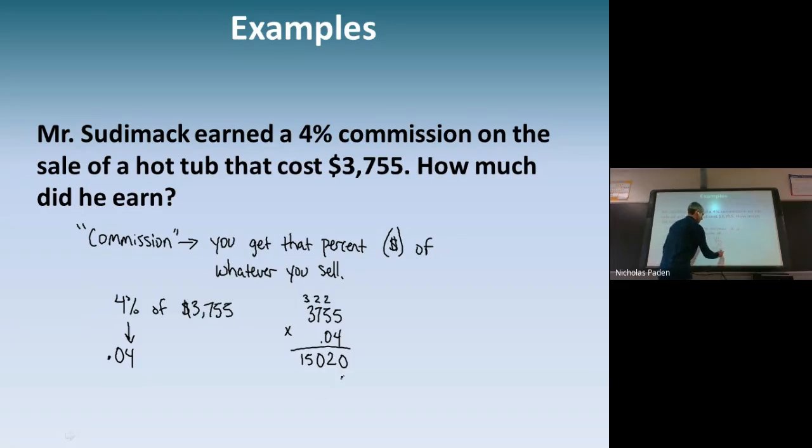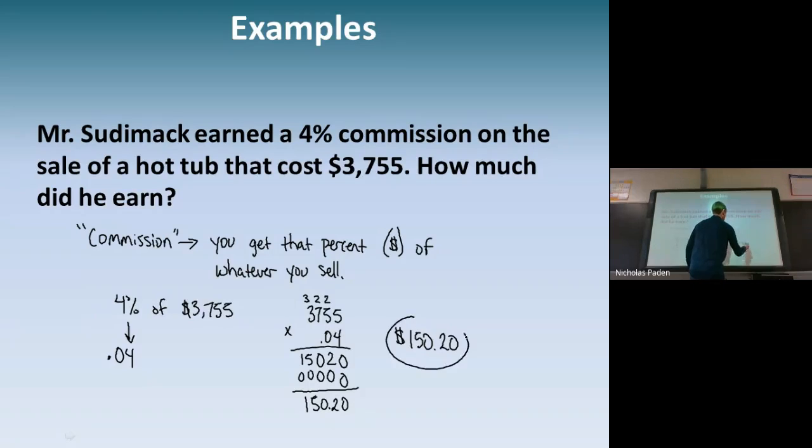All right, and then multiply the 0, but it's going to be a bunch of zeros on that second line. And so we're going to get 15020. But don't forget to move your decimal point 2 times to the left. And so it's going to end up being $150.20. So if he sells a hot tub on 4% commission for $3,755, he's going to make $150.20 of commission from that sale.